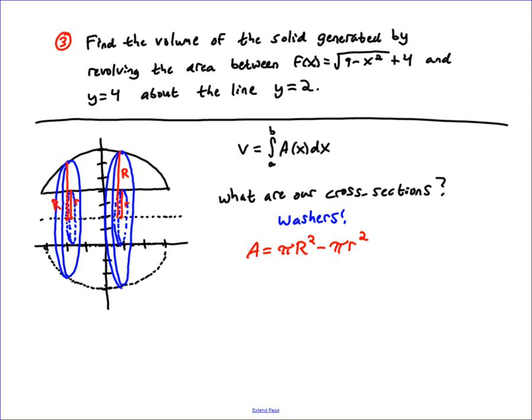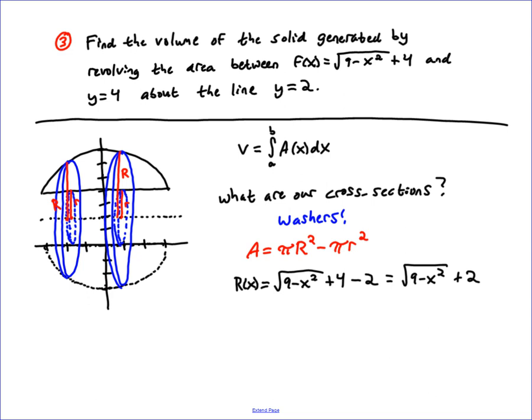Okay, so if we look at our big R, we're going from the top of our curve at f of x down to the line y equals 2. Right? You can see that pretty quickly if you draw this out. And so our R of x here in this case is going to be equal to the top of that curve, which we know is just our function, the square root of 9 minus x squared plus 4, down to the line y equals 2, so minus 2. So we find that our R of x value is the square root of 9 minus x squared plus 2. Okay.